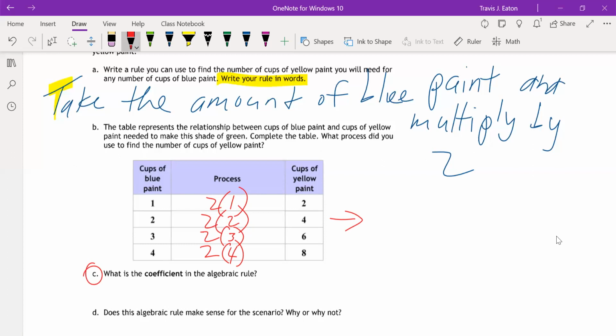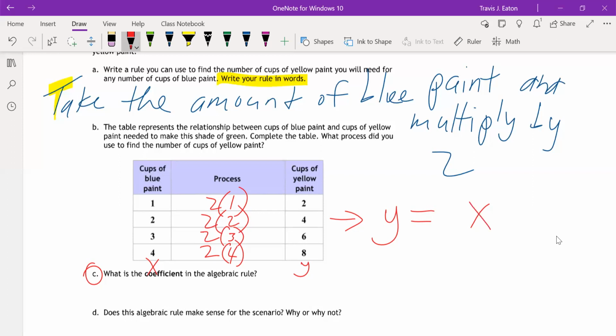Well, there's no place for us to write an algebraic rule. But let's say that we've got X for our blue, and yellow we will represent with our Y, because X is our input, Y is our output. What would our algebraic rule look like? Well, Y is the number of cups of yellow paint that we need. That would be equal to, well, what do we have to do to the input, the number of cups of blue paint, to get our output, the number of cups of yellow paint?